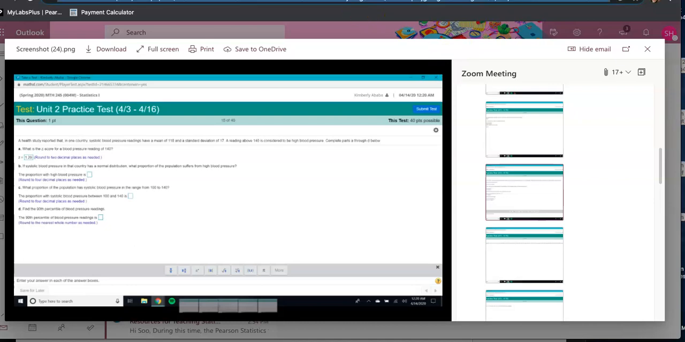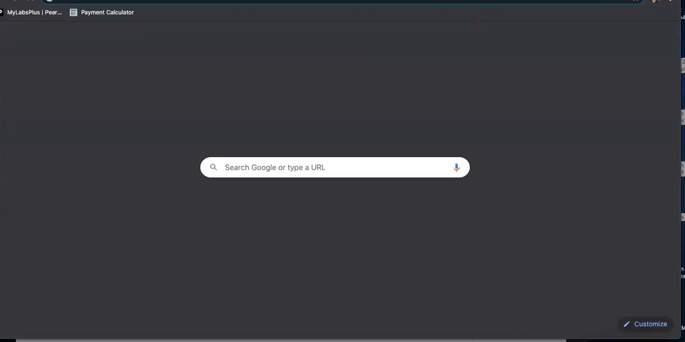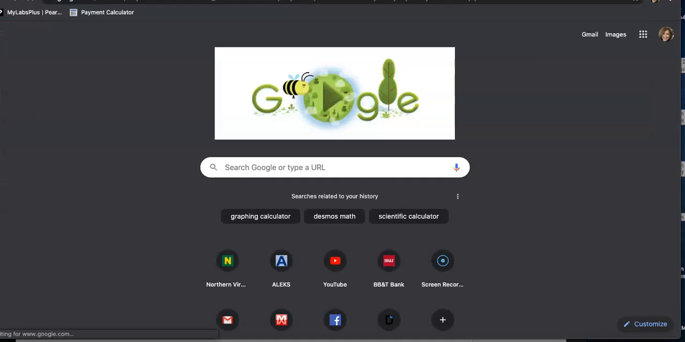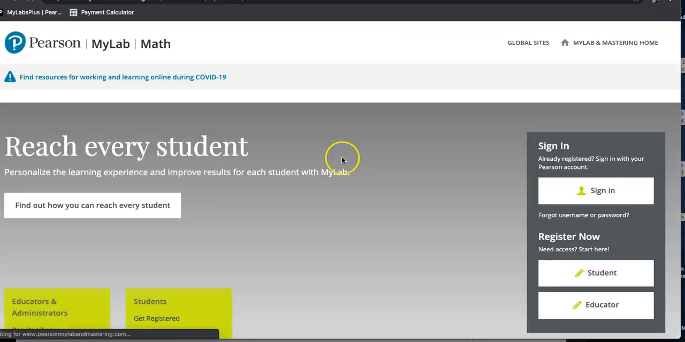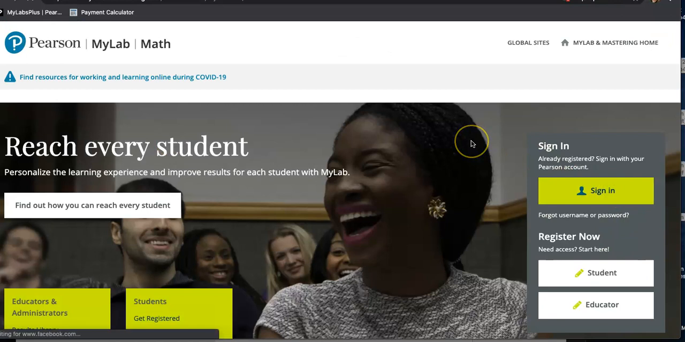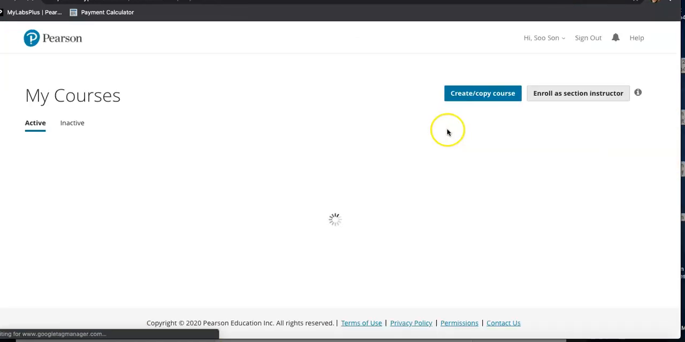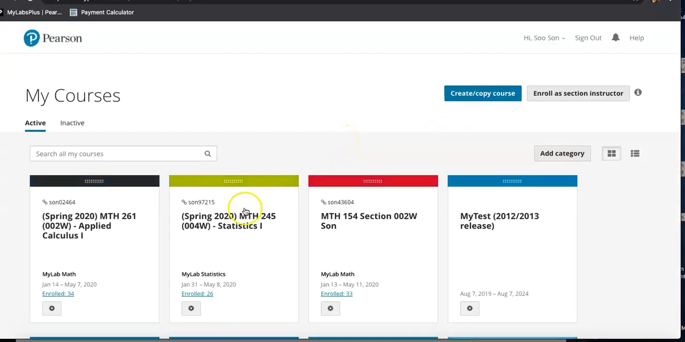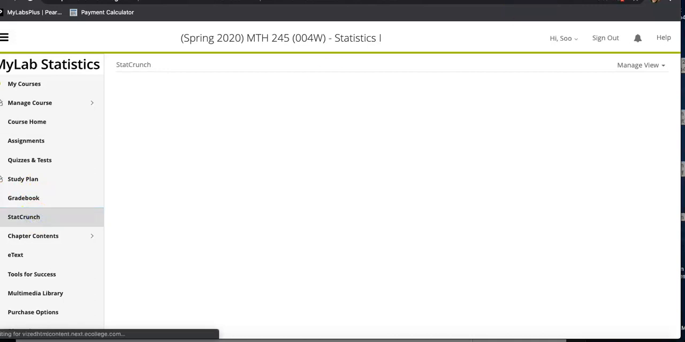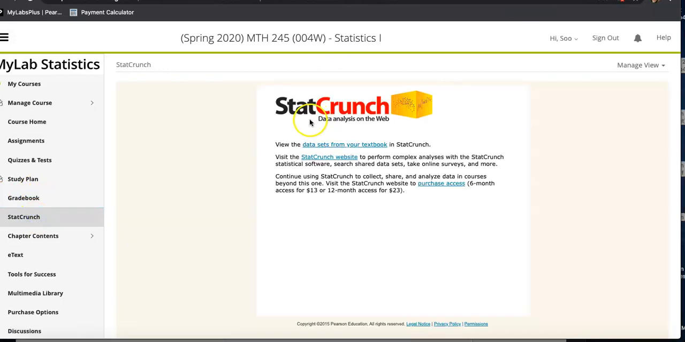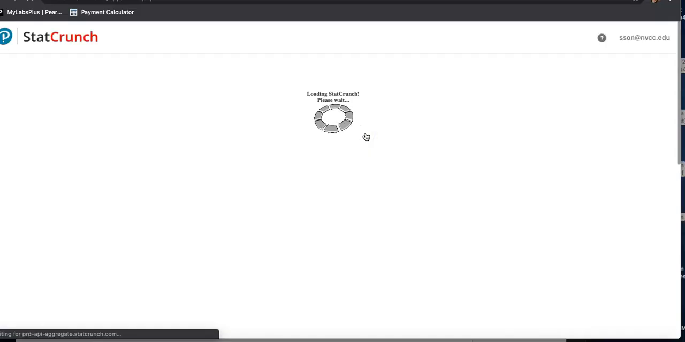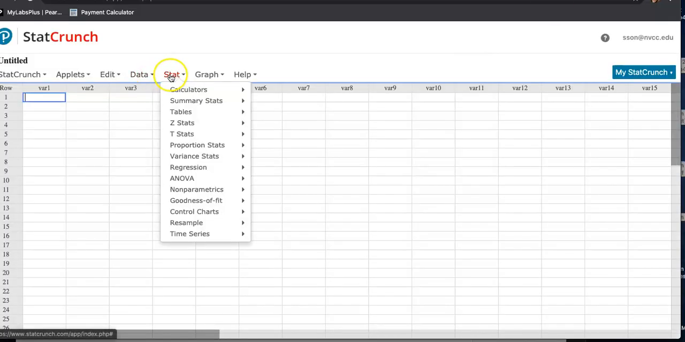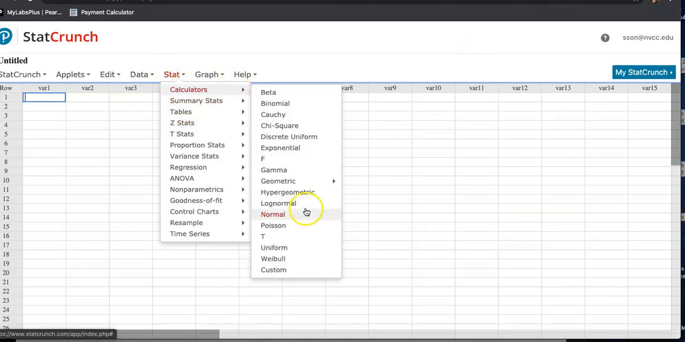Okay, so let's open up, what do you need? My Math Lab. You know where I'm going. I'm going to StatCrunch to use my normal calculator. We're looking for probability in a normal distribution, right? We can use a standard normal table, but I think it's faster to do it this way. So I'm going to StatCrunch to open up normal calculator.